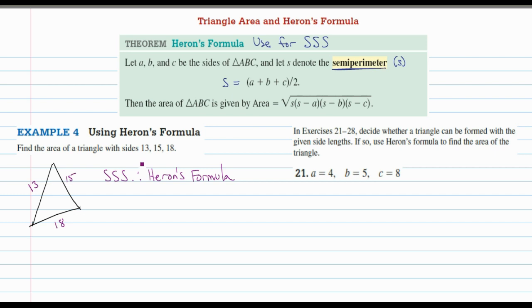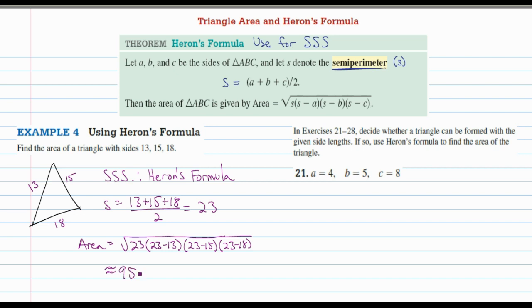So in example 4, S is going to be 13 plus 15 plus 18 divided by 2, 23. So now the area of this triangle is the square root of, put a 23 out in front, that is 23, the difference of 23 in each of the sides, that product. And then my calculator says that that is about 95.92 square units.